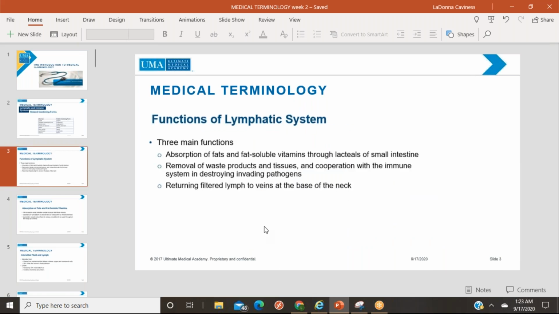All right. Functions of the lymphatic system. Three main functions: absorption of fat and fat-soluble vitamins through lacteals of the small intestines, removal of waste products and tissues, and cooperation with the immune system in destroying invading pathogens, returning filtered lymph to veins at the base of the neck.